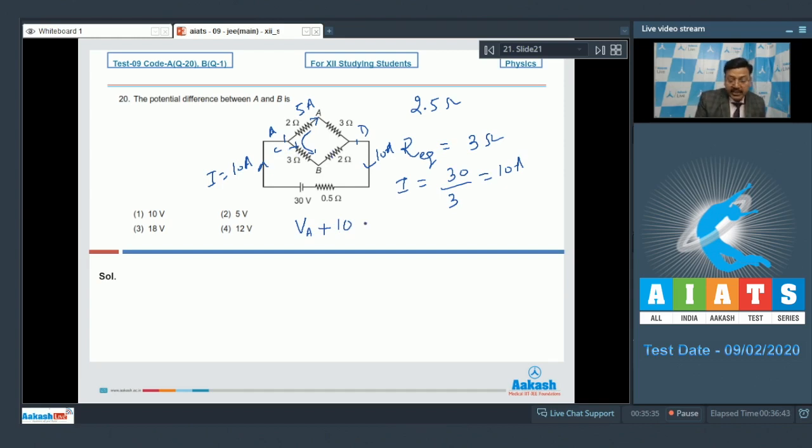And now there is a drop as we go from C to B, and that drop, because we are moving in the direction of current, is again 5 into 3, that means minus 15, and finally we have reached the potential of B. So this is the equation, and this tells us that VA minus VB is simply 5 volt. Pretty simple, isn't it? The correct option is option 2. Let's now go to the next section, which is numerical value type section.